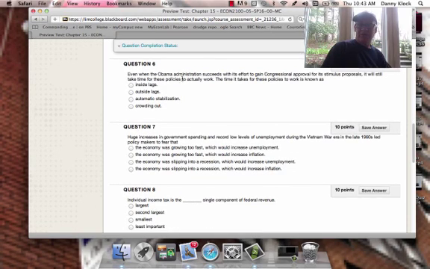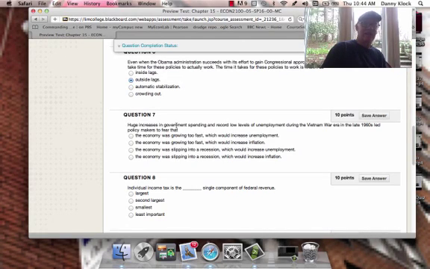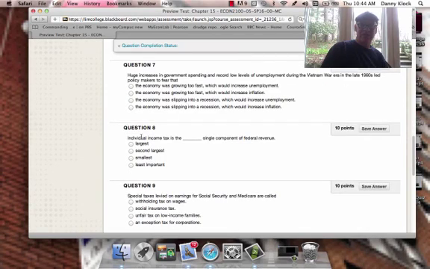Question 6. When the Obama administration succeeds with its effort to gain congressional approval for its stimulus proposal, it will still take time for these policies to actually work. I'm thinking outside lag here. The time it takes for these policies to work is known as, yes, an outside lag. Right? And again, when you do the Hayek and Keynes question on the final, Hayek would say, even if you implement a policy at the right time, it just sometimes takes too long to be in effect, where the economy is recovering and you're just adding on and creating another bubble. So government should stay out of this kind of behavior.